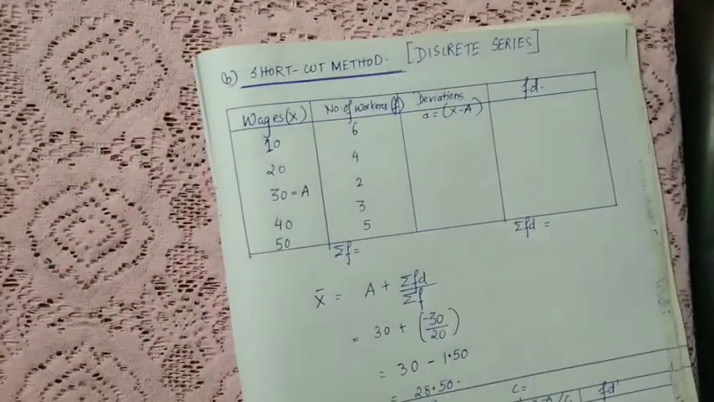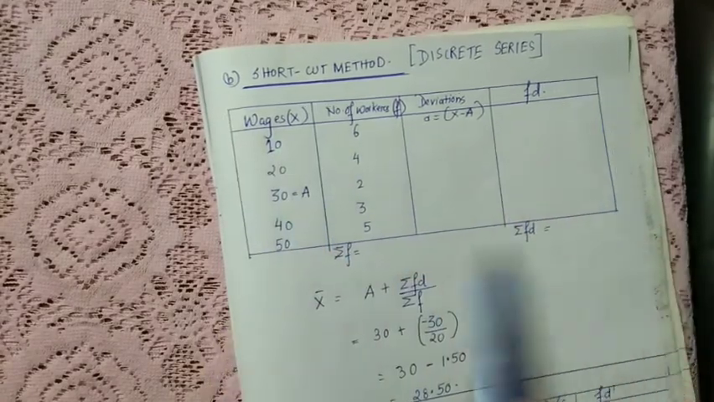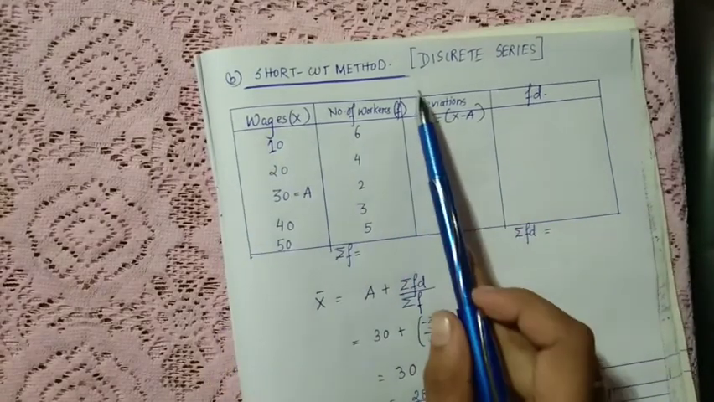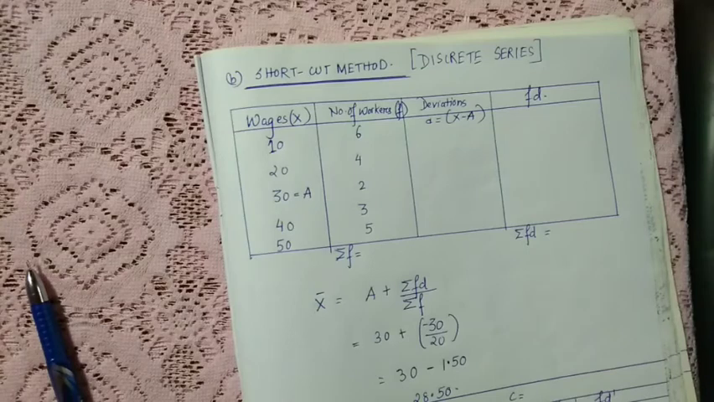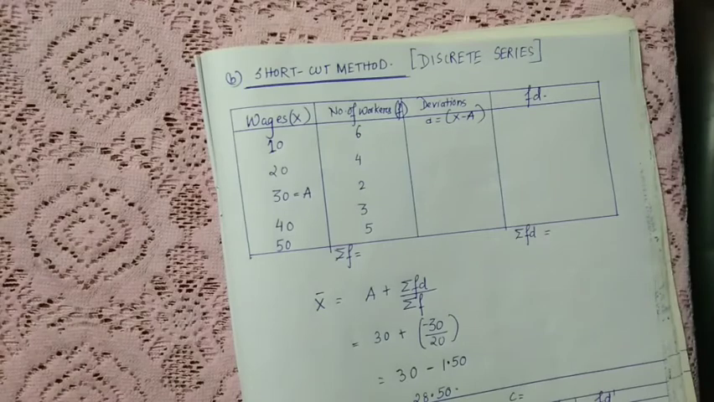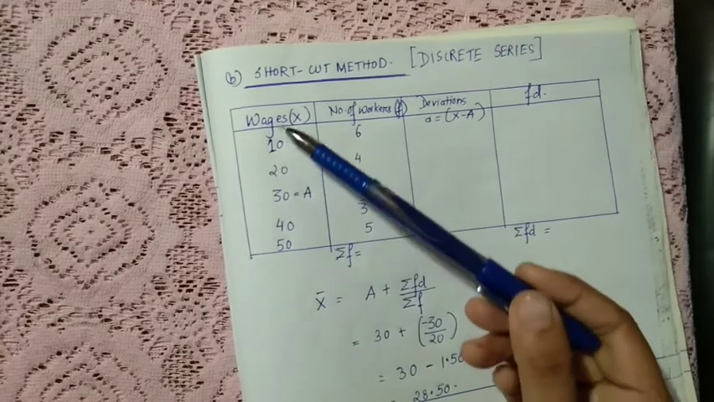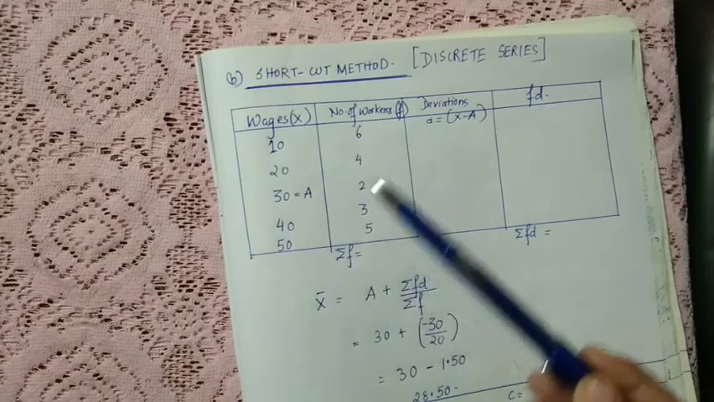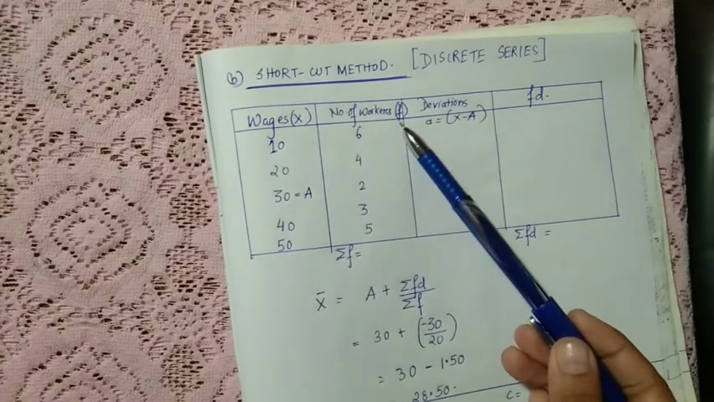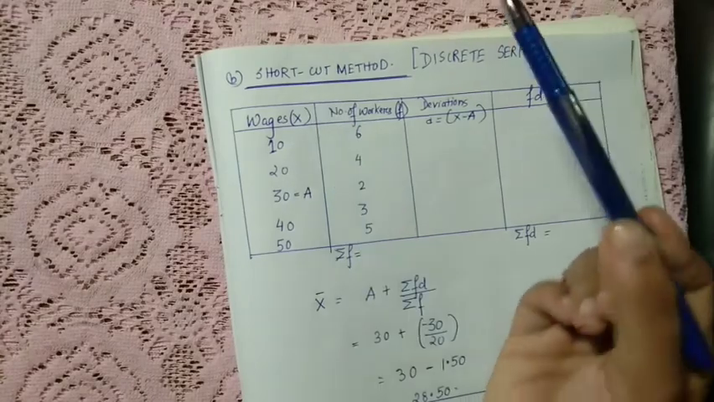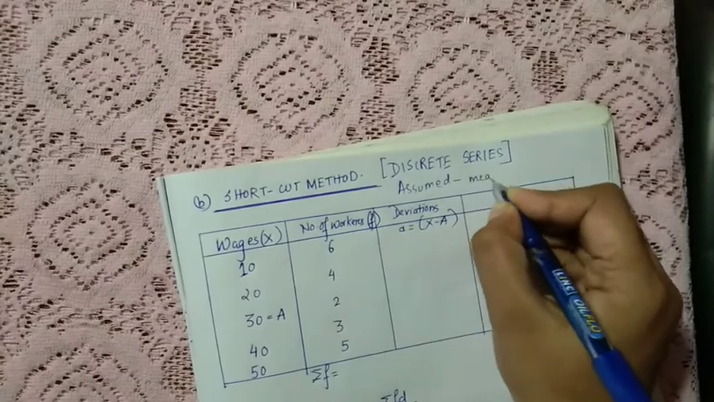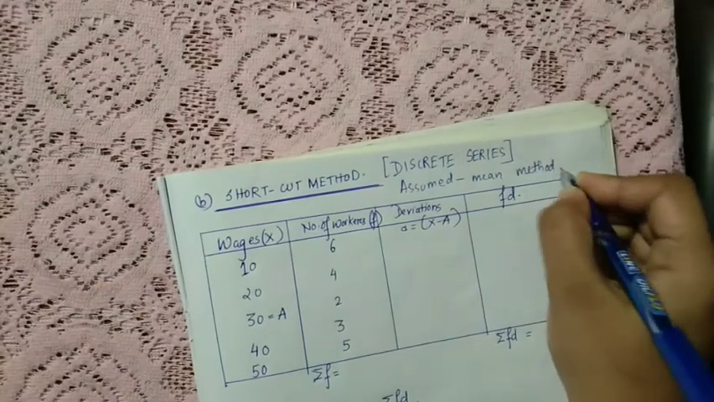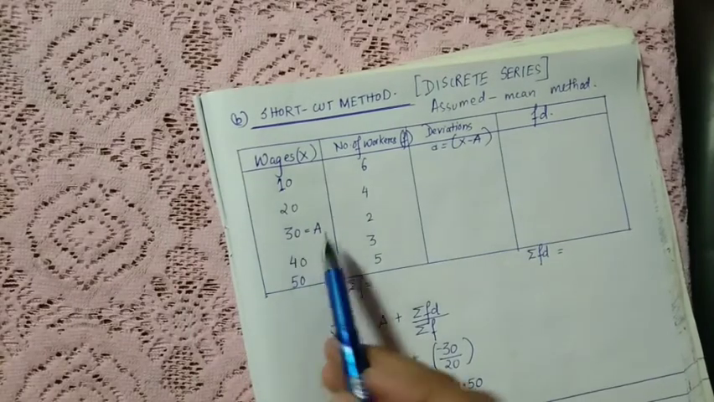The same question we will do by the shortcut method. Similarly, we will draw one more chart. In this case, we will draw one more column, that is deviation. If you remember, we did the same in case of individual series. We found out the deviations. Here also we need to find out the deviations. We will write the wages, that is x values, here, and the number of workers, that is the frequency. Since this shortcut method is also known as the assumed mean method, we will assume the central most value as the mean.